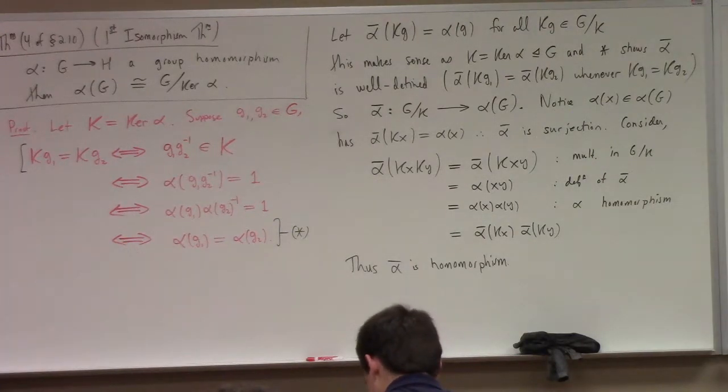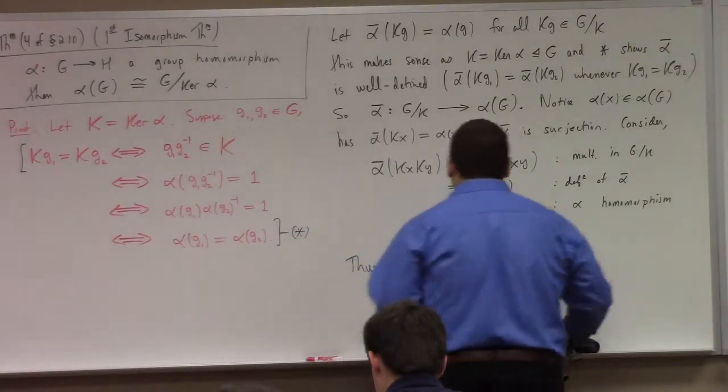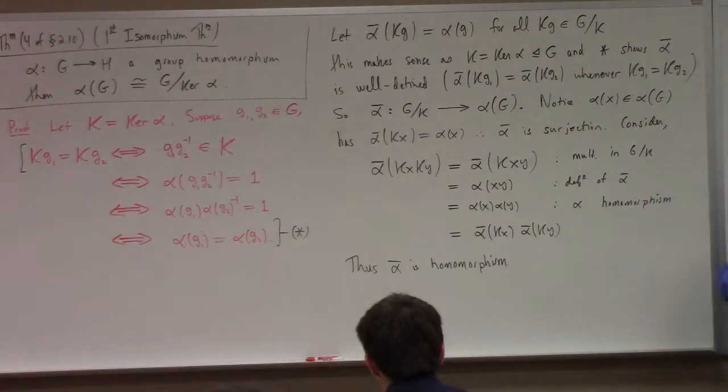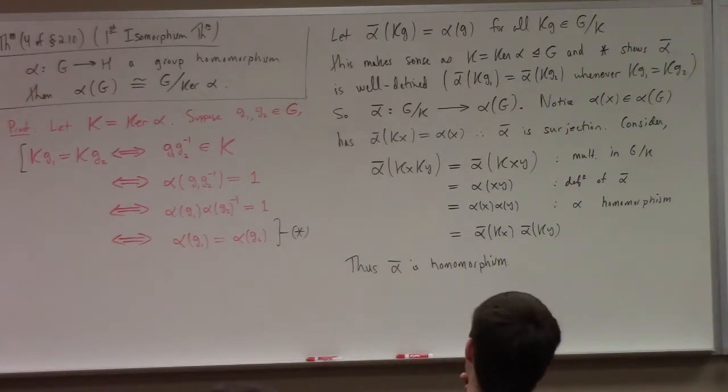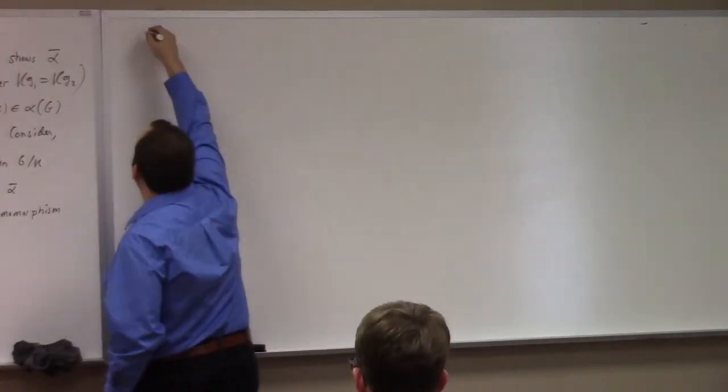Now what am I trying to show? I'm trying to show that the image of G under alpha is isomorphic to G mod the kernel of alpha, right? So if I could show that this alpha bar was a bijective homomorphism, we'd be good to go, right? That would be it. I've got that it's a homomorphism. I've got that it's onto. What am I missing? One more piece in the puzzle and we're done, right? We need to show one-to-one, right? Remains.